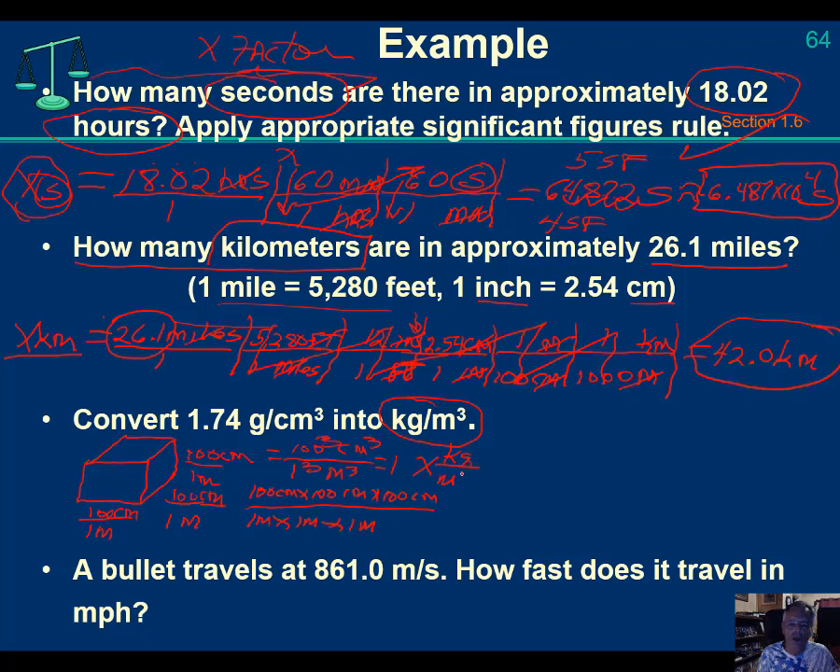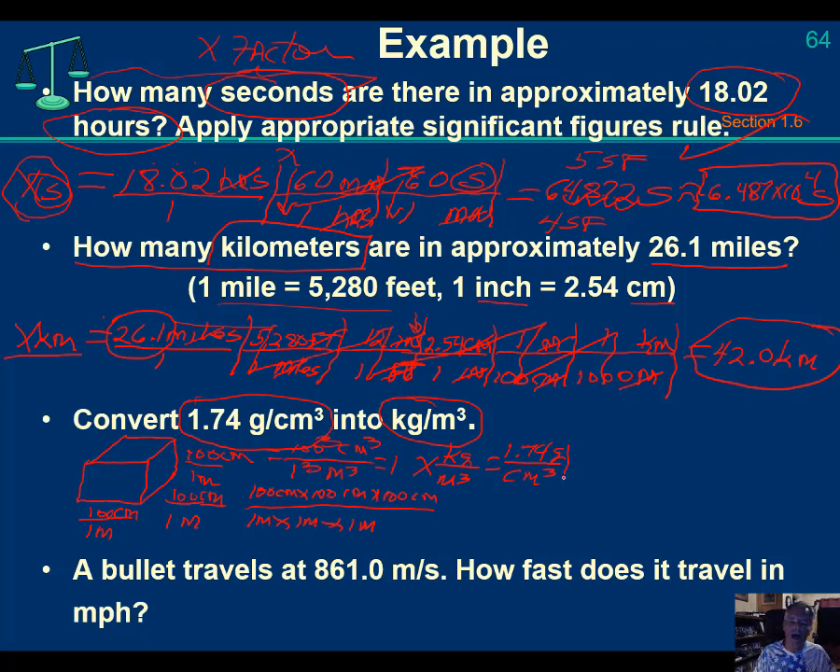This is what's known as a derived unit. It's like miles per hour, like a velocity. You have a numerator and you have a denominator. And we start out with the other value, which is 1.74 grams per cubic centimeter. So we have 1.74 grams in every 1 cubic centimeter. And we just want to convert that into kilograms per cubic meter.